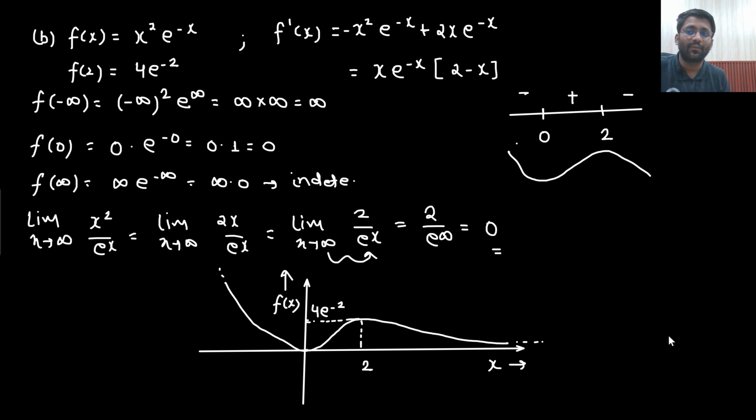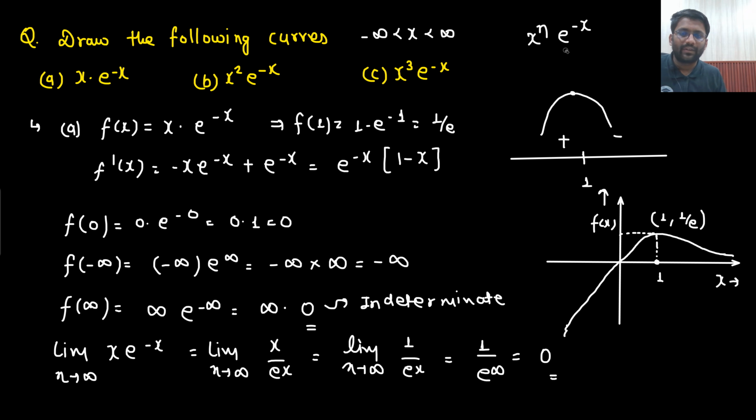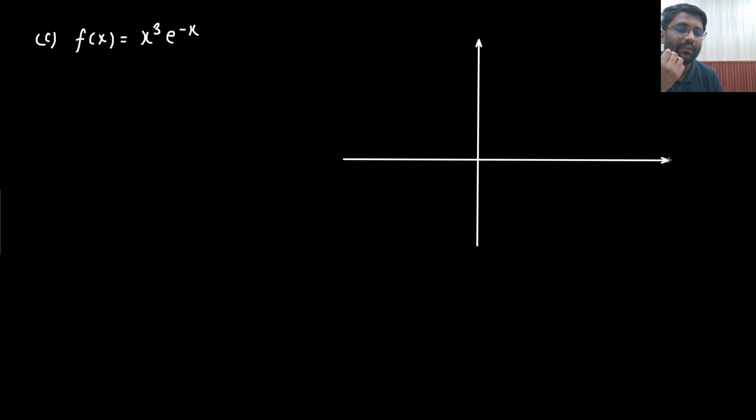Now can you draw the graph of the third one? What is the third one? The third one is f(x) equals x cube e to the power minus x. Without even doing something, can you draw the graph directly? Although it is not required, and you are not supposed to remember it, yes, I can draw the graph directly as well. I would know what kind of graph I will be getting.